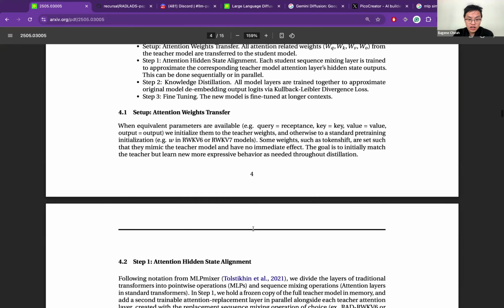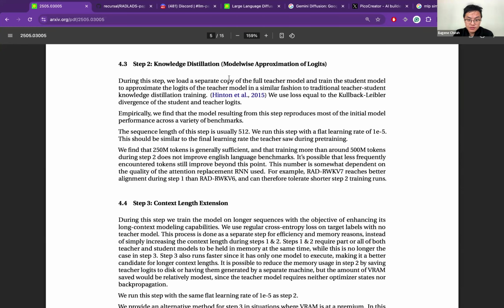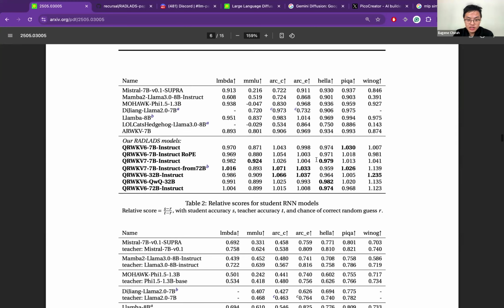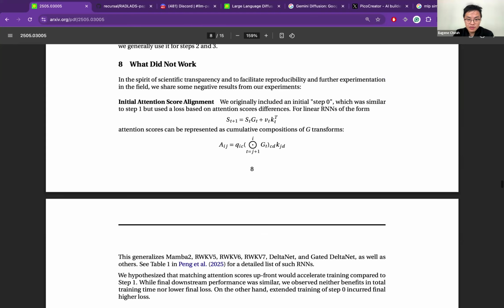I covered the high level there. What a lot of people pointed out and really liked about the paper, after the logit distillation experiments and benchmarks, was a segment I wanted to highlight: what did not work. Because with this conversion method, there are many ways you can get it wrong, and these are some things that we actually iterated through.